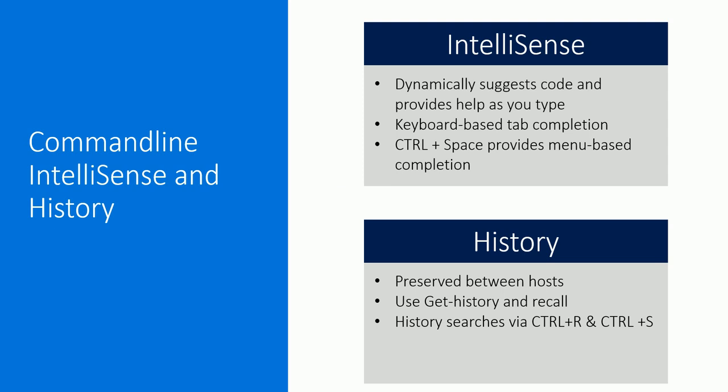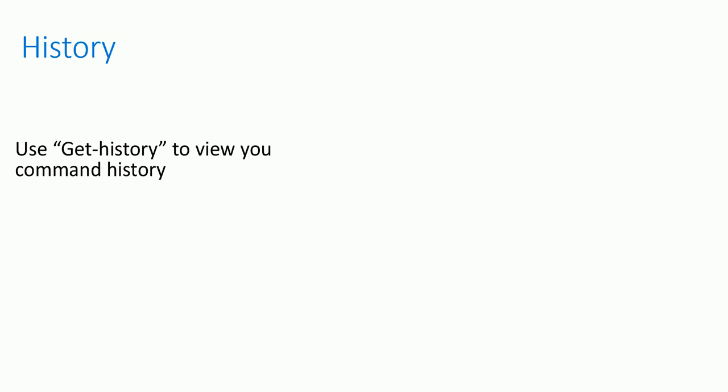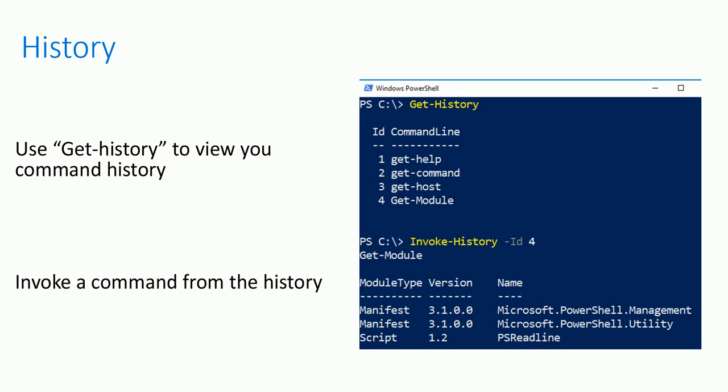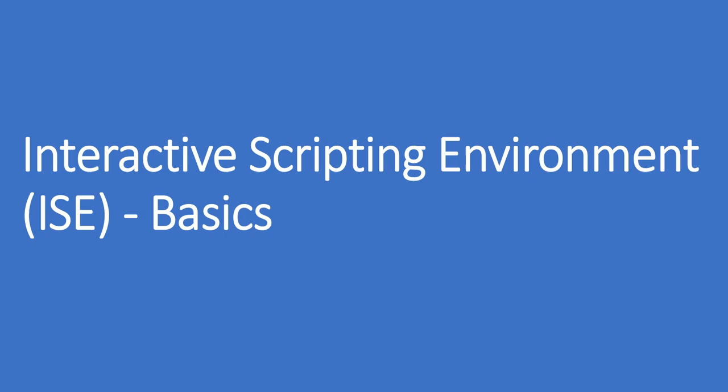So here is IntelliSense, we understand how IntelliSense will work. History, we got it. And let's understand how we get the history. To get the history, you need to use the Get-History command. Type Get-History and you will get all the commands that you used the last time. And you can invoke history ID number 4 so that the Get-Module will run on your PowerShell. So that's how you can get the history.